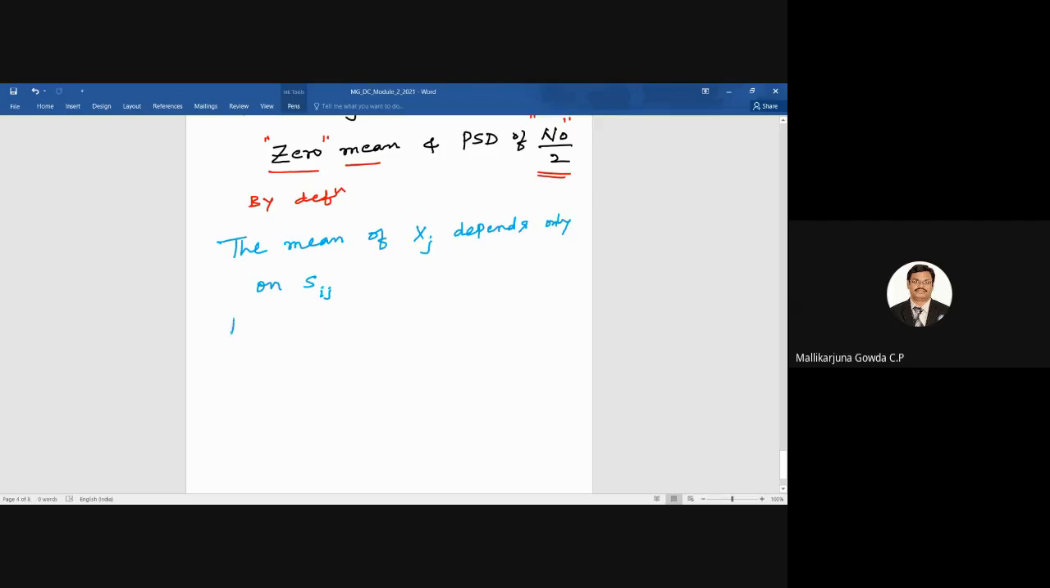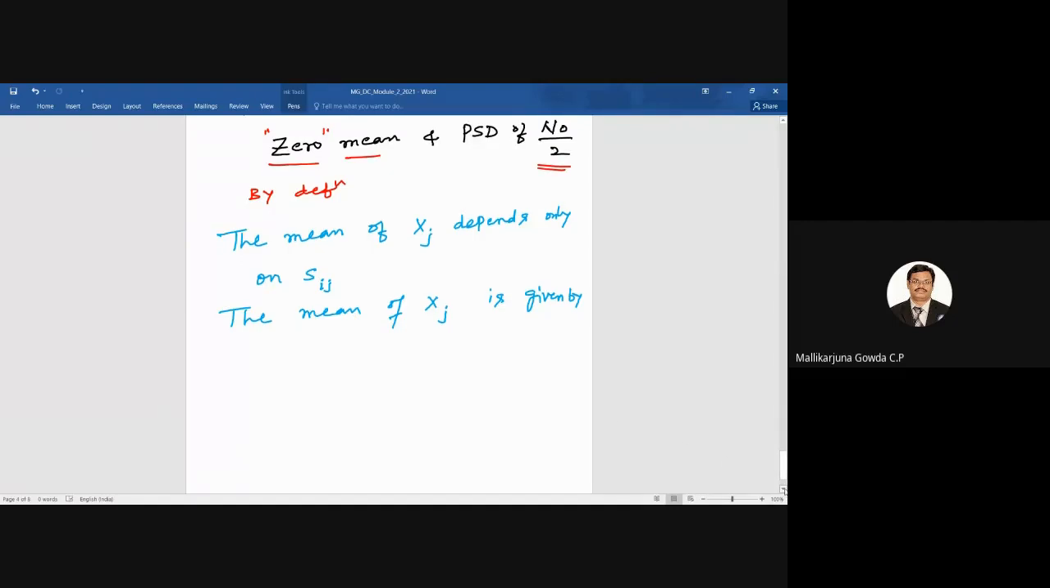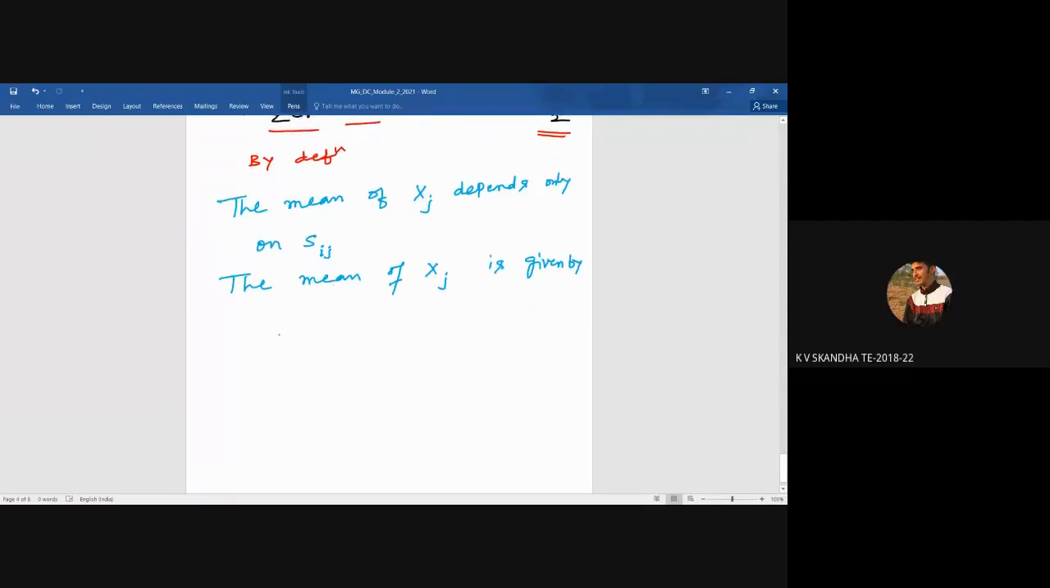So the mean of the random variable xj is given by, usually what is the symbol we use to denote mean? Mu, right?